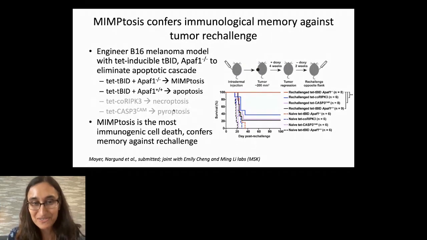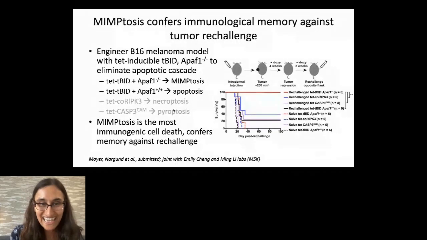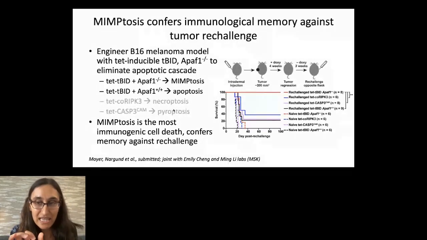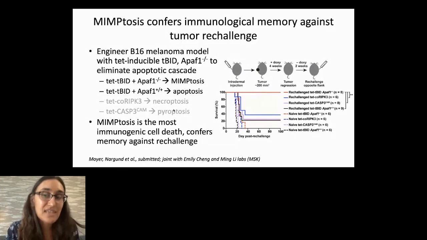I'm not going to talk about the other cell death mechanisms. Suffice to say that MIMPtosis is the most immunogenic cell death. It confers memory against rechallenge. And I'll also say that this APAF1 is sometimes lost. Its expression is sometimes lost in melanoma and other cancers, for example, through DNA methylation. So it's sort of relevant, this actually happens in tumors, and for those tumors, you can think of targeting them.